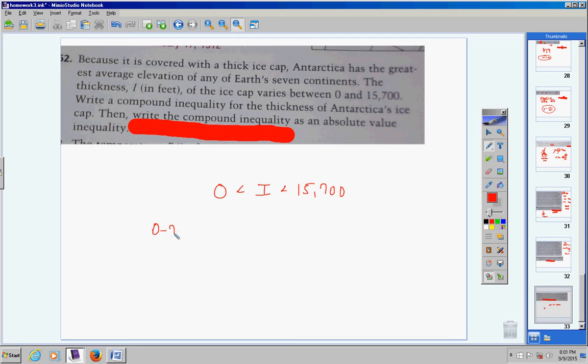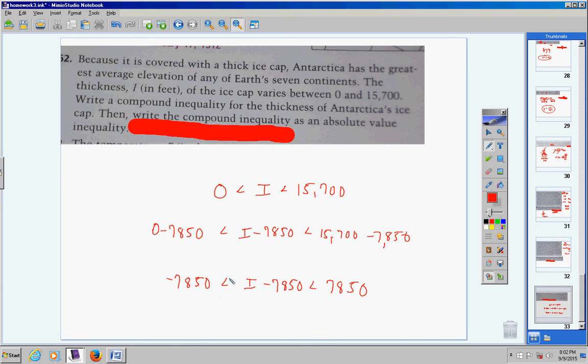So 0 minus 7,850, I minus 7,850, 15,700 minus 7,850. Okay, now 0 minus 7,850 is negative 7,850. I minus 7,850. And then 15,700 minus 7,850 is 7,850.